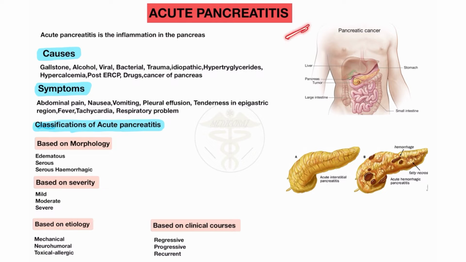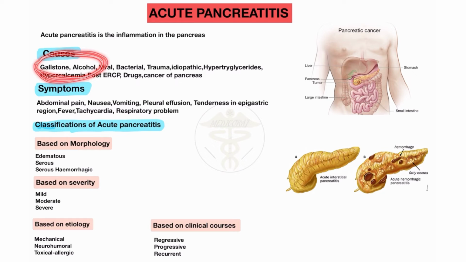What is acute pancreatitis? Acute pancreatitis is inflammation of the pancreas. Inflammation in the pancreas causes acute pancreatitis. What are the causes of acute pancreatitis? There are many causes, like gallstone, alcohol, and viral infection. Gallstone and alcohol are the most common.